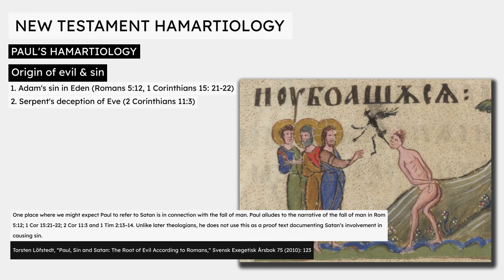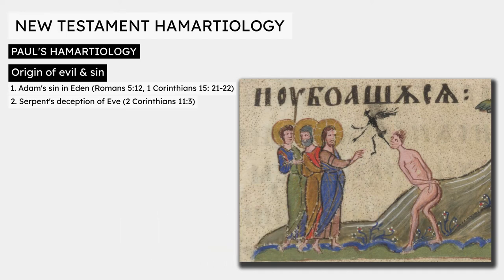Likewise, Professor Torsten Löfstedt observes that although, "one place where we might expect Paul to refer to Satan is in connection with the fall of man," in fact, "unlike later theologians, he does not use this as a proof text documenting Satan's involvement in causing sin."